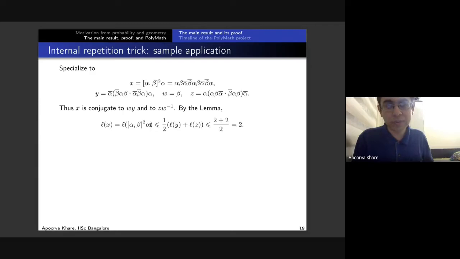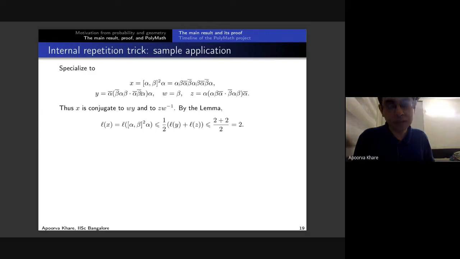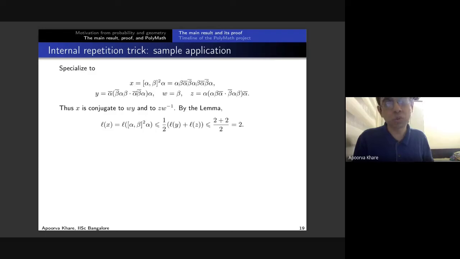Well, what is the length of y? It's a conjugate. So the length of this conjugate, I can remove the alpha bar and alpha. So the length of y is the length of this and this. It's less equals the length of these three elements plus these three. Well, each of those is a conjugate, and so I get 1 plus 1, the length of y is at most 2. Similarly, the length of z is at most 2. So I get half of 2 plus 2, which is 2. Okay, so as a preliminary step, I get the length of y, which is the length of alpha beta square alpha, is less equals 2.